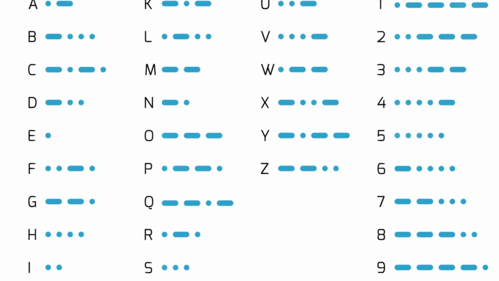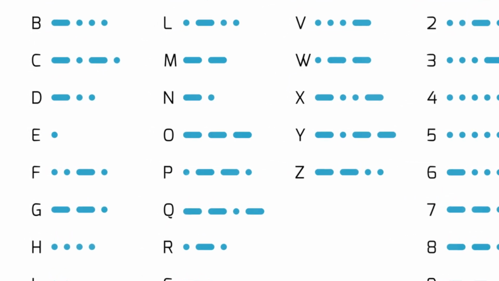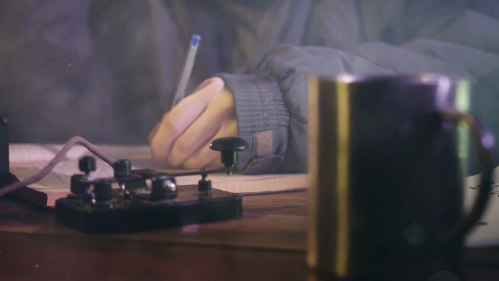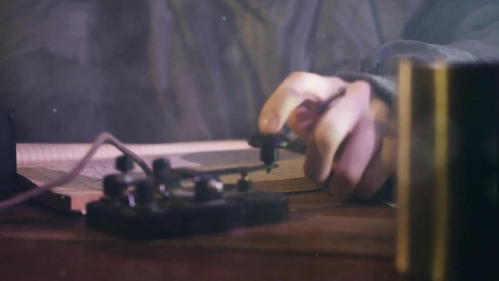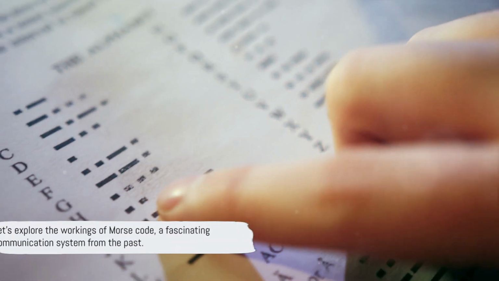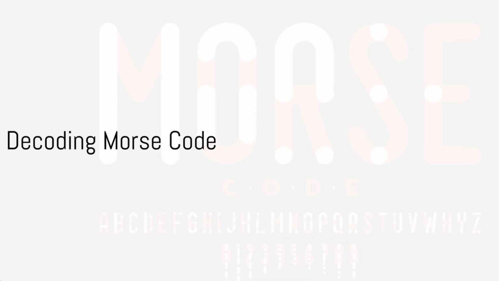One important piece of the puzzle was Morse code. This was one of the earliest forms of electronic communication. It's a fascinating system that represents letters, numbers, and symbols using a series of dots and dashes or a combination of both. It might seem simple, but it played a crucial role in shaping how we communicate today. So, how does this seemingly simple system work, you ask? Let's dive in. Decoding Morse code is like learning a new language.